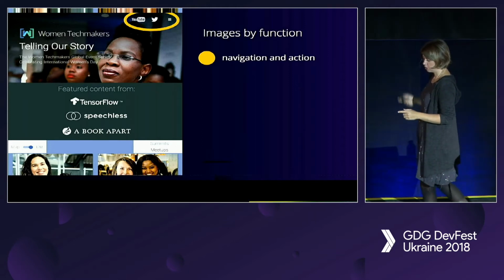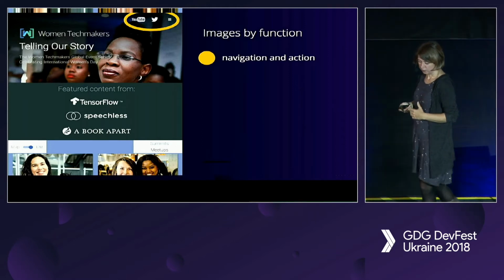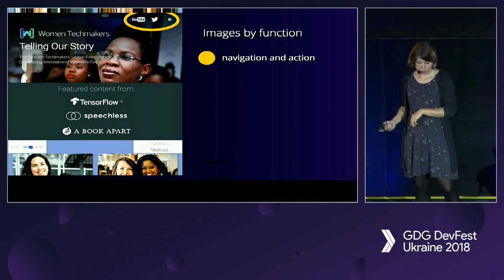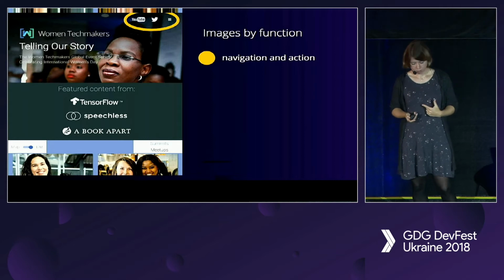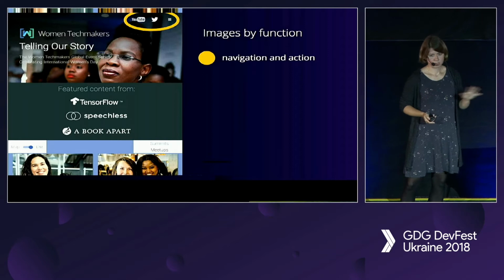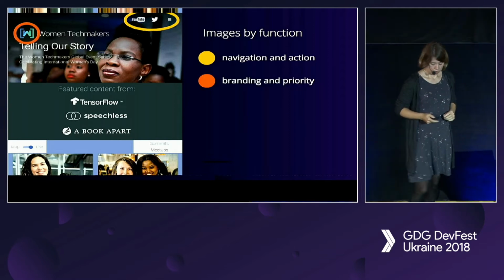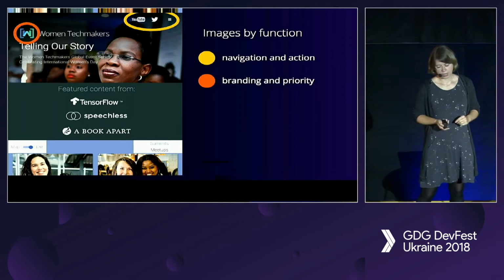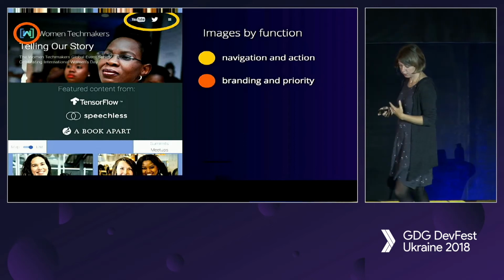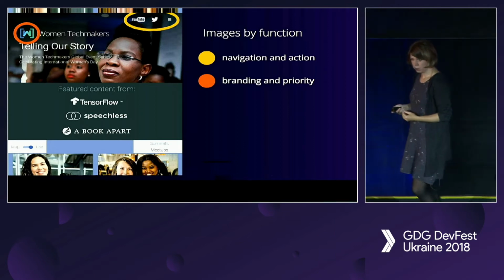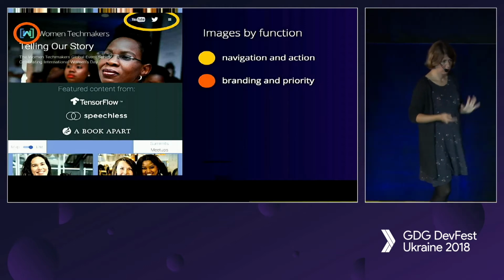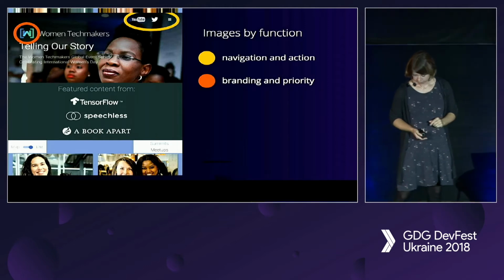For example, those images highlighted here in yellow are images for navigation and action. They're super important. If they're not there, the user cannot navigate to parts of my website, they cannot sign in or something like this. So they need to always be there. There's no discussion. Now, the ones highlighted in red are responsible for branding and priority. So they're not as crucial as the navigational ones, but they're pretty important for my business. Not so much for my code, but for my business. So I give them a priority.